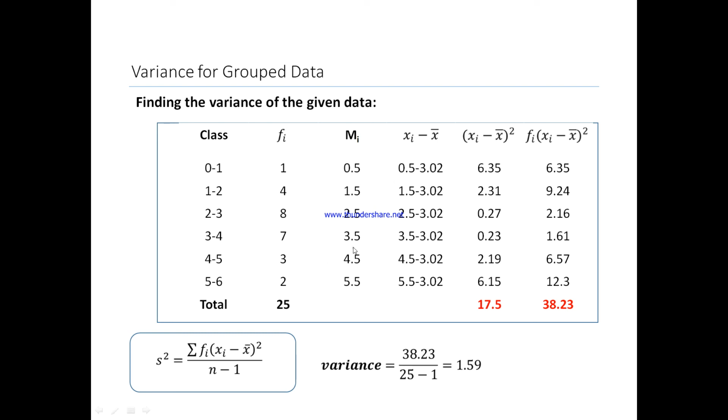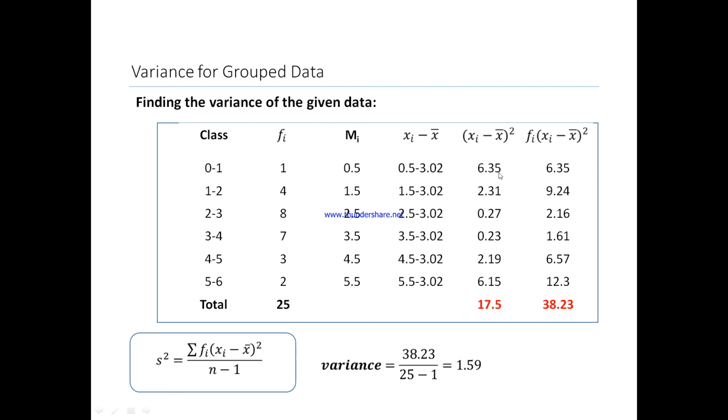For this same example, previously we calculated the mean value x bar, that was 3.02, right? So first you have to calculate the x bar using that method, and from each and every midpoint you have to subtract x bar. Here, 0.5 minus 3.02, 1.5 minus 3.02, 2.5 minus 3.02, likewise. And then you will get this xi minus x bar difference. Then you have to square this. These are the squared values, right?